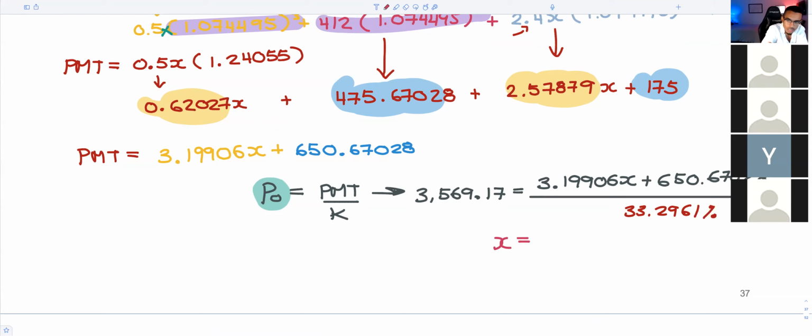Shane got 168. I could give it a shot while we're here. Yeah, I got 168.08 as well. So maybe a small rounding error.